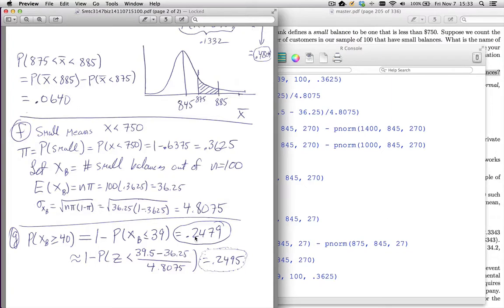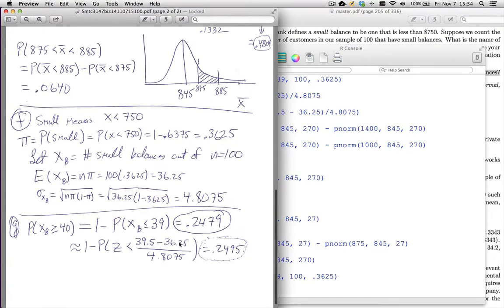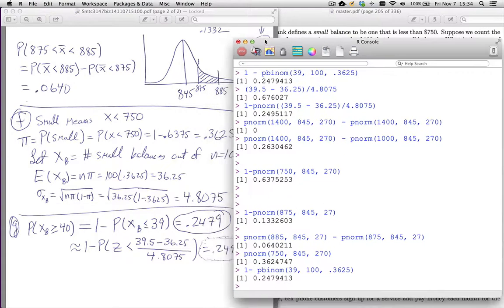Well, we could also use the normal approximation. So why don't we do that? This would be 1 minus. Now I care about the bar over 39. So that bar runs from 38.5 to 39.5. So I'll use 39.5 here. Subtract the mean I found back here in part F. Divide by the standard deviation. And if you then type those numbers into R, might as well go do that.